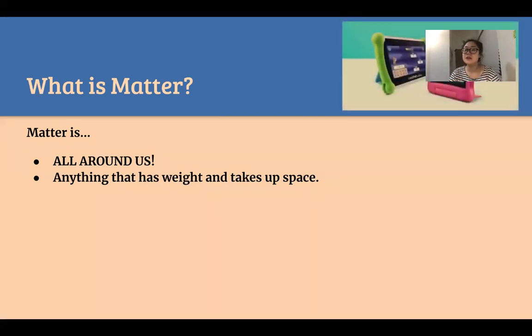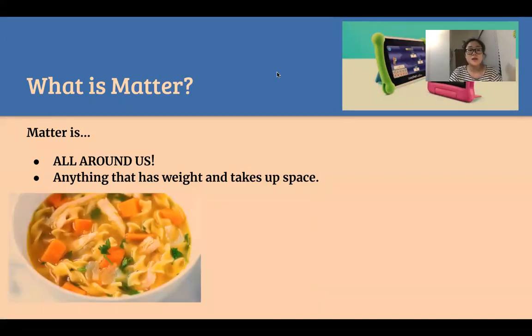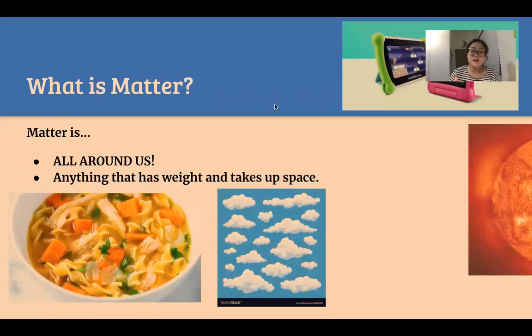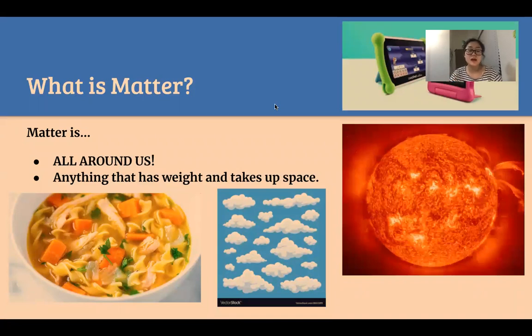So some examples are the tablets that you might be using to watch this video. It could be the chicken noodle soup that you might have had last night. It could be the clouds, sky, or air, and it can even be the sun that's 92 million miles away from us. So there are two different categories on how we define matter. It could be through the property of the matter and the state of the matter.